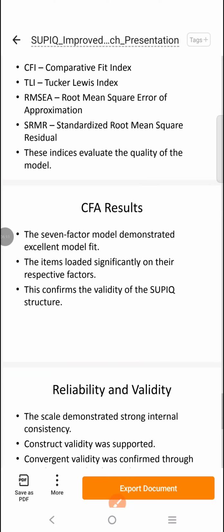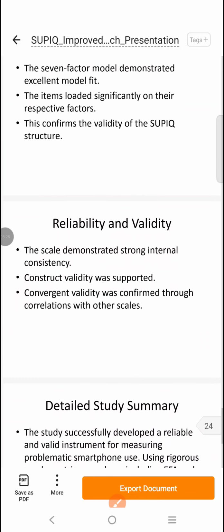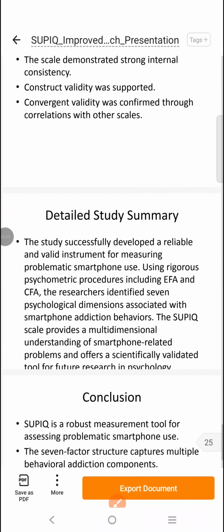The CFA results: the 7-factor model demonstrated excellent model fit. The items loaded significantly on their respective factors. This confirms the validity of the SUPIQ structure. Reliability and validity of the scale have been given. This is the detailed summary of the SUPIQ questionnaire.